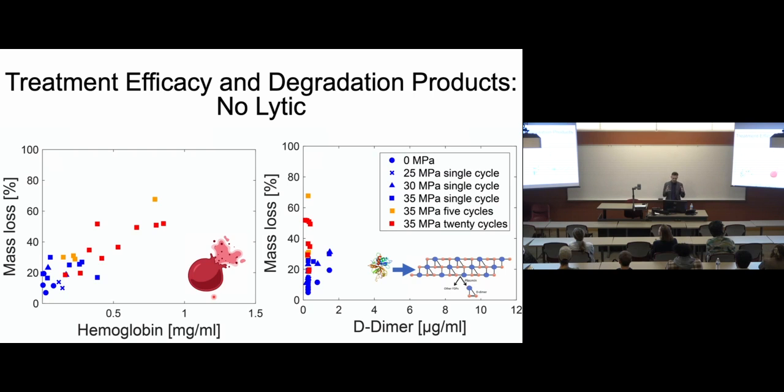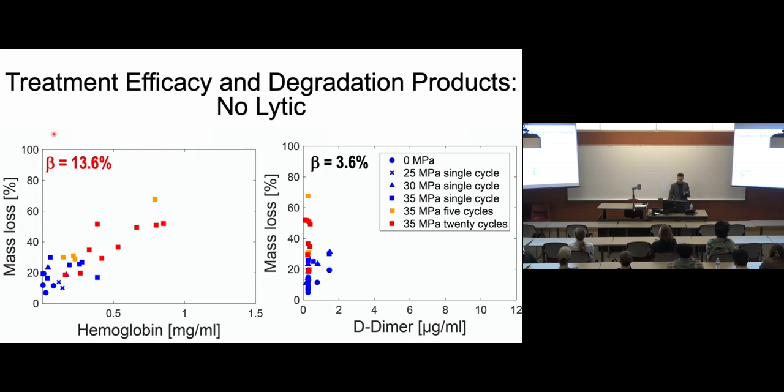Now, in order to quantify the relative relations, the thing that Sam did that I think was really interesting was to perform this linear regression analysis. That would involve taking the slope of each of these relationships, but normalizing the amount of hemoglobin or D-dimer using Z-scores. In the end, he was able to report a slope, which was indicated here as a beta value. The point is that if there's a difference in the slopes between these two relationships, it means that one of the mechanisms has a stronger contribution to the overall treatment efficacy relative to the other. In this case, the beta value between mass loss and hemoglobin is significantly improved relative to mass loss and D-dimer, meaning that in the absence of the lytic drug, hemolysis, breakdown of the red blood cells, is the primary mechanism by which clots are broken down.